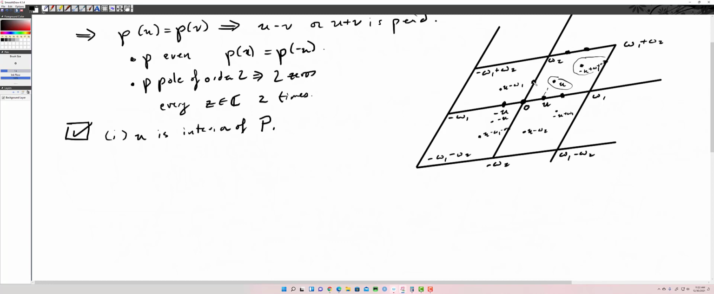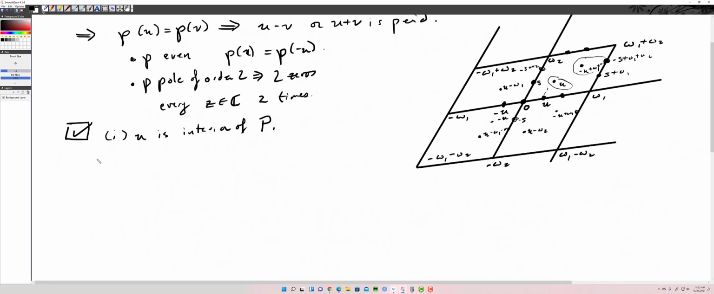Similarly, maybe I'll switch letters here. What's a good letter? Let's say this is S. Then I'd have minus S, which would translate over here, and then up to here. And I would have four points on the parallelogram like this. So this would be minus S plus omega 2. And here would be minus S plus omega 1 plus omega 2. And this would just be S plus omega 1. So I'd have four points to check here.